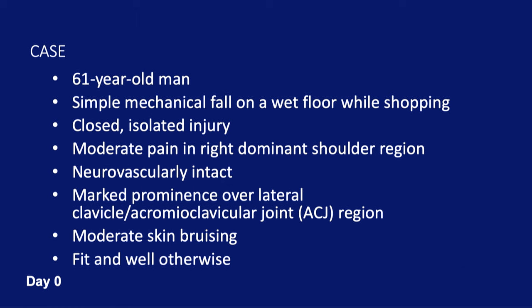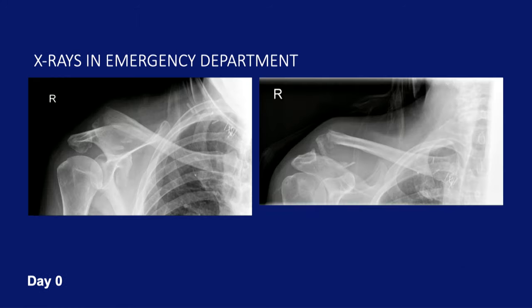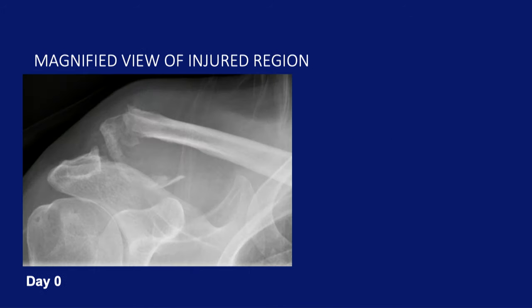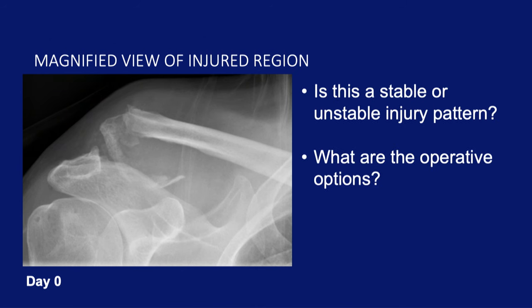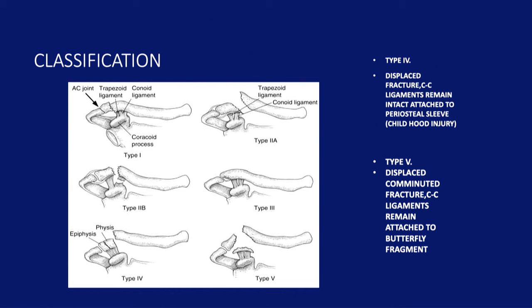He has moderate pain and moderate skin bruising. He is fit and well otherwise. These were his X-rays at presentation, and this is the close-up of the X-ray. So is this a stable or unstable injury? Obviously, it is an unstable injury and it needs surgical treatment. We can see that there is a clavicular flake which has an attachment with the coracoclavicular ligament. So this has to be taken care of.